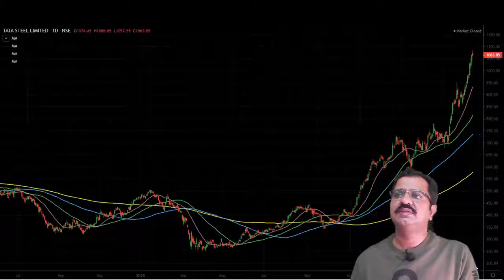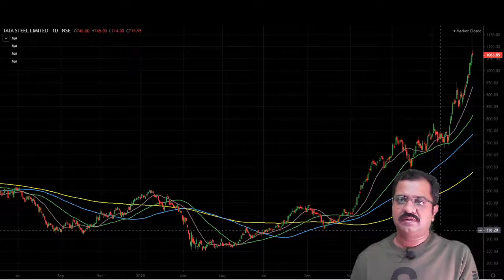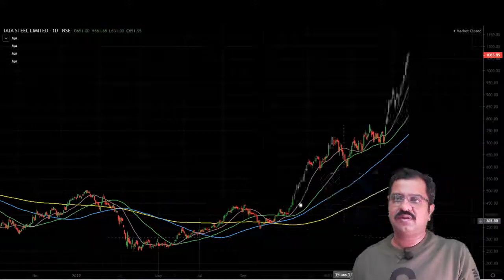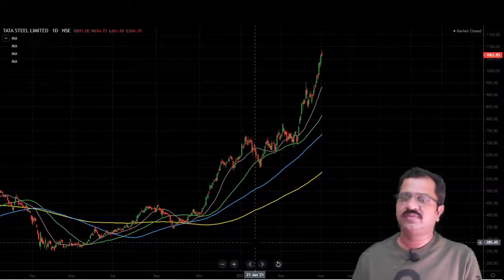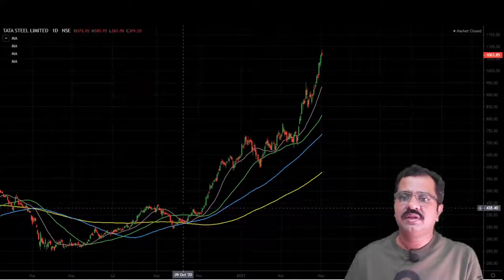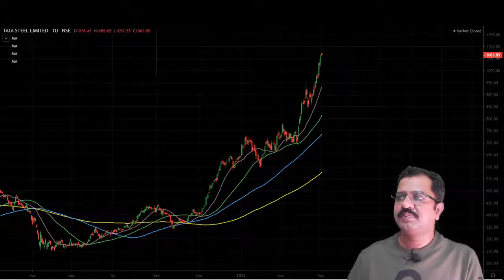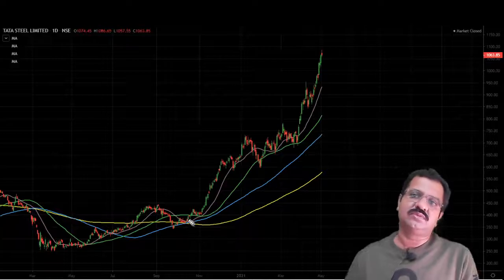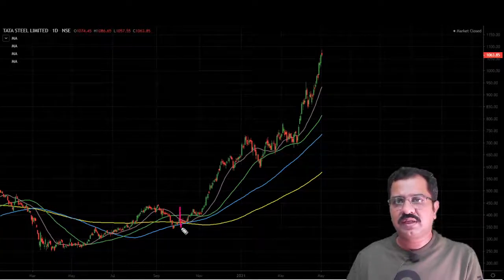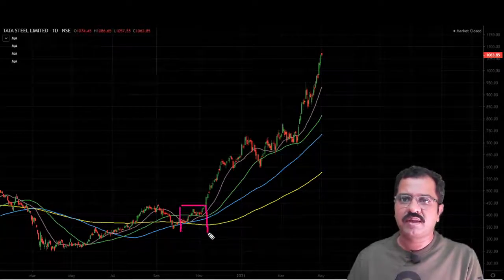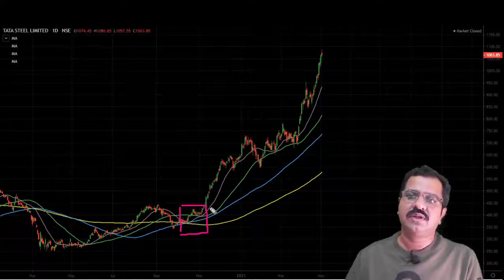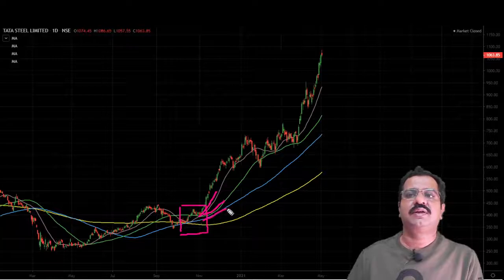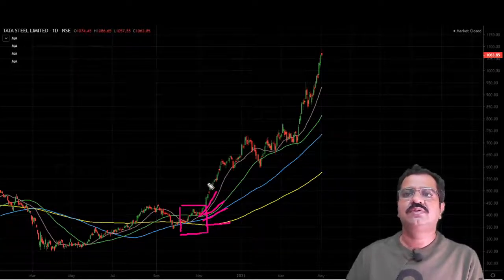Recently Tata Steel has shown very good up move, right? So its price went up good from approximately 400 to 1000. So see this region, when all moving averages were together, and see where they started expanding, right? So you have to enter it somewhere.